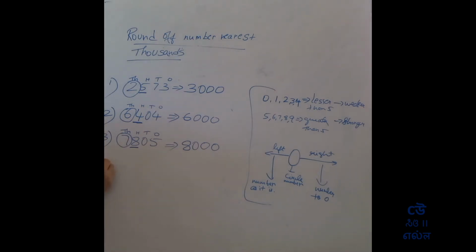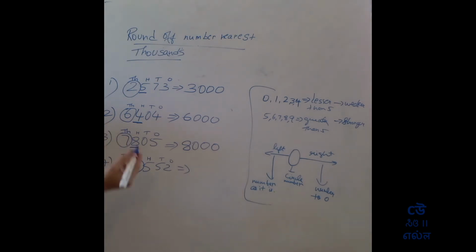Next, fourth problem, 53552. First, what should we do? We have to write the place values: ones, tens, hundreds, thousands, 10,000. So here we are only asked for thousands. Don't get confused and circle 10,000. You have to circle the thousands place.